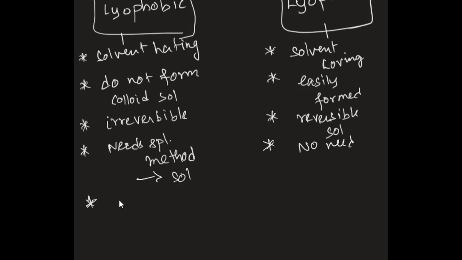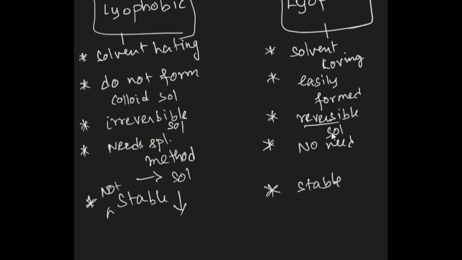Here, this is not stable. Okay, it does not give stable sol. Just by adding sodium chloride, it will come out. It precipitates immediately. Whereas here, it is stable. You can once again remix with the same solvent and get back. Okay, that's why it's called reversible. Are you able to follow? Okay, so these are irreversible sol, whereas this is reversible sol.